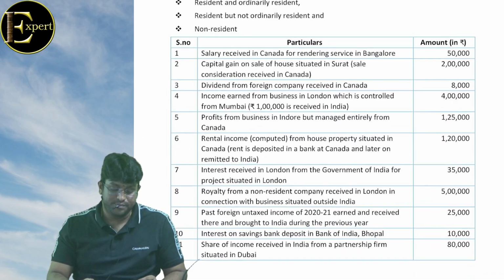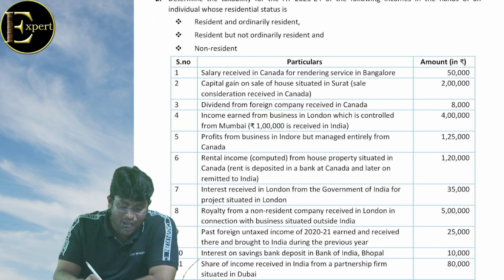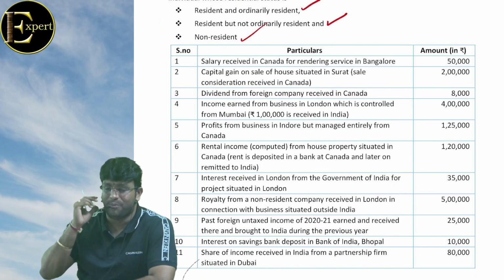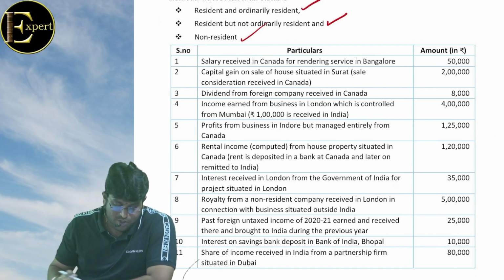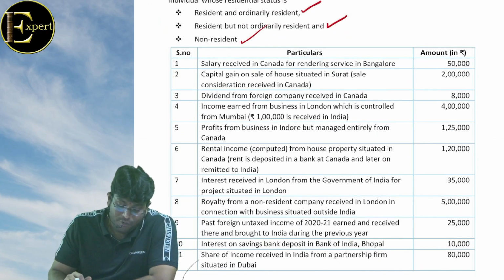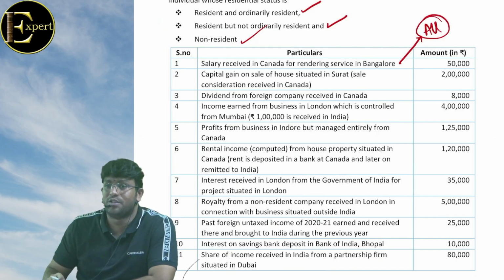Question number 2. What is that I asked? Discuss the taxability in the hands of ROR, RNOR, NR. बोलेंगे आप लोग? चलिए बोले तो आंसर, ये चैप्टर खत्म हो जाएगा. Are we ready? Shall we start? चलो बोलो. Salary received in Canada for rendering service in Bangalore. Taxable for all. क्यों? Indian income.